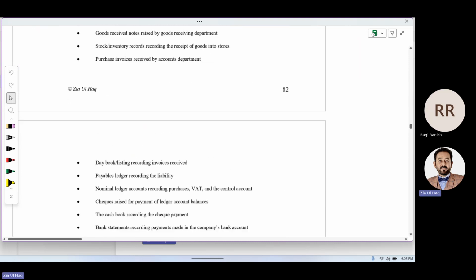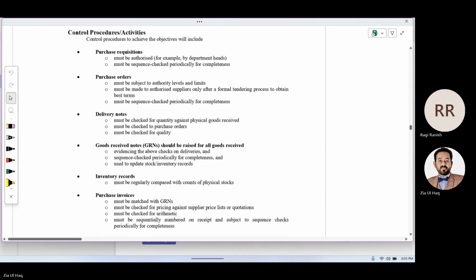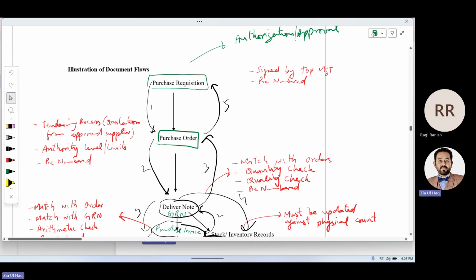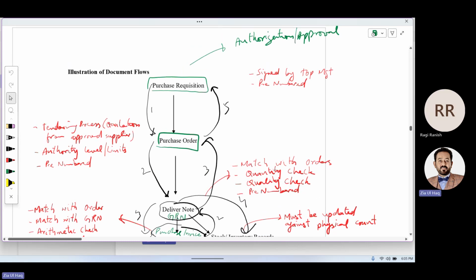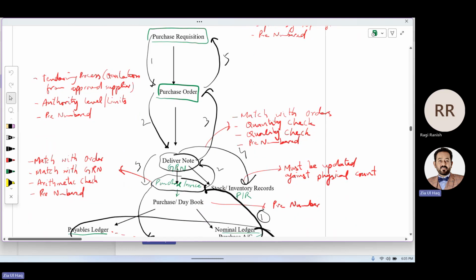What were the controls related to the purchase system? The purchase requisition should be signed by top management and must be pre-numbered. Orders should be processed through a tendering process, meaning by obtaining quotations from approved suppliers. Orders should be made according to authority levels and the limits established. While receiving the goods, to prepare the GRN, a quantity check must be performed, a quality check must be performed, and the delivery note should be matched with the order, and the GRN must be pre-numbered.